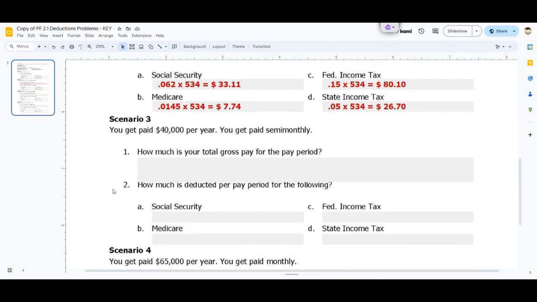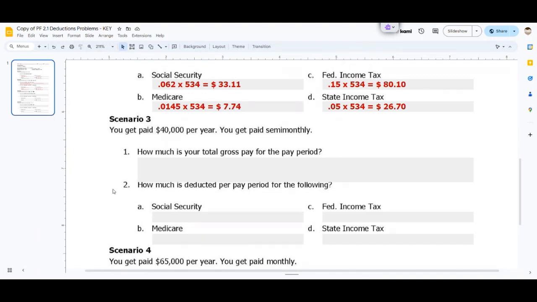All right, for scenario 3, you get paid $40,000 a year, and you get paid semi-monthly. The prefix semi meaning half, so semi-monthly means you get paid every half month, or 2 times a month. Since there are 12 months in a year, that means you'll receive 24 paychecks. So the year is broken into 24 pay periods.